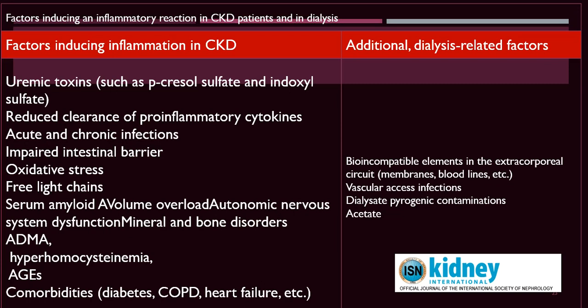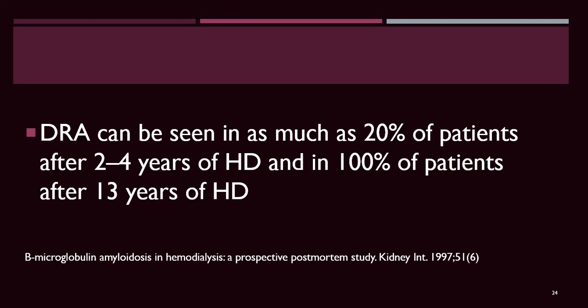Again, why do not all patients with the same level of beta 2 microglobulin have dialysis-related amyloidosis? Patients with inflammation are more prone to dialysis-related amyloidosis. Dialysis-related amyloidosis affects as much as 20% of patients after 2 to 4 years of dialysis, and 100% of patients after 13 years of hemodialysis.